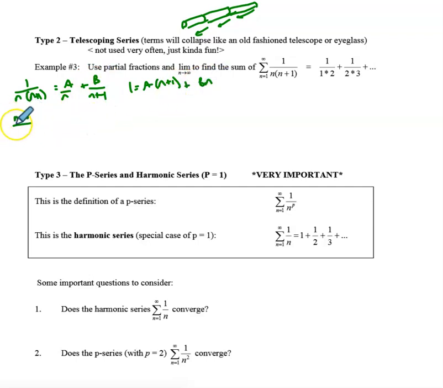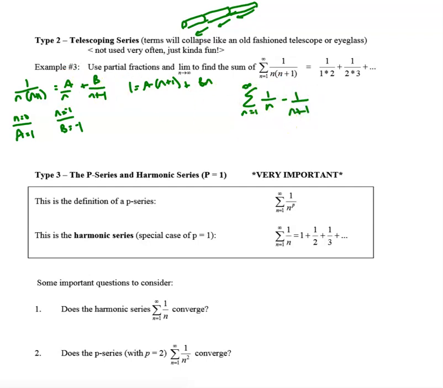So now I can plug in n equals 0, and this term zeroes out, and I'll be left with a equals 1. And then if I plug in n equals negative 1, this term zeroes out, and I get negative b equals 1, so b equals negative 1. So now I can rewrite my infinite series decomposed into 1 over n minus 1 over n plus 1.